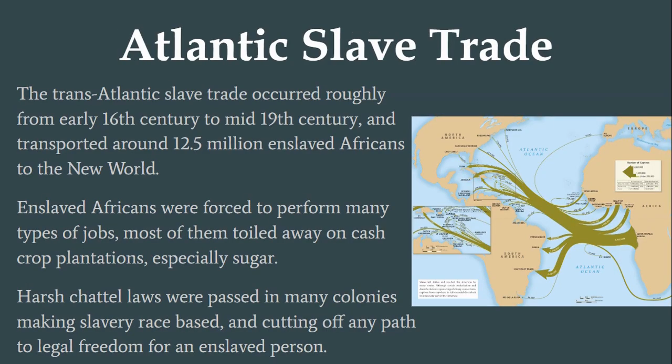The transatlantic slave trade occurred roughly from the early 16th century to the mid-19th century. It is hard to know for sure the exact numbers, but historians estimate that the trade transported around 12.5 million enslaved Africans to the New World. Once in the New World, enslaved Africans were forced to perform many types of jobs. Most of them toiled away on cash crop plantations, especially sugar and tobacco early on, and later cotton. Harsh chattel laws were passed in many colonies, making slavery race-based, and those laws typically cut off any path to legal freedom for an enslaved person.